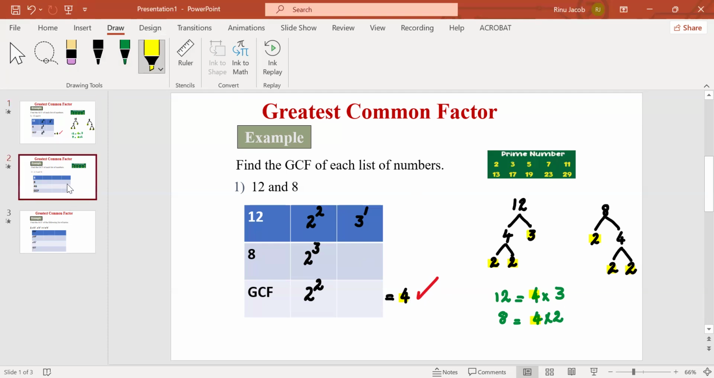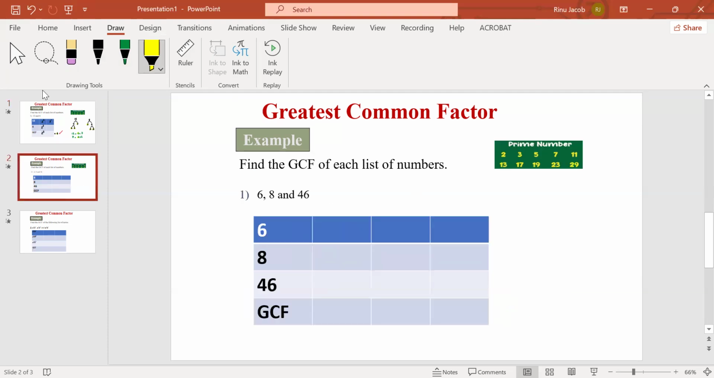Let's reinforce our understanding with some more examples. Let's take an example: 6, 8, and 46. What is the greatest common factor? So 6, we all know it is 2 and 3. So 2 and 3 are in the prime number list. So I'm going to highlight them.